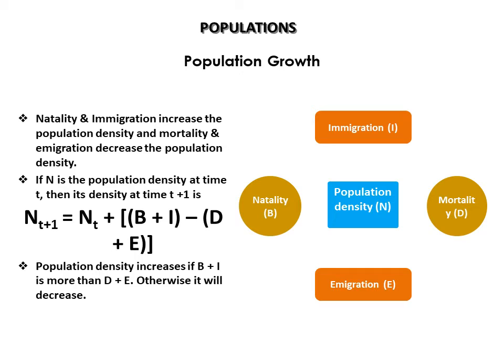Okay, so here we can keep an equation. I told you that in this particular chapter you'll have your mathematics also in figure. So you can see an equation here on your screen. If N is the population density at time t, then the density at time t plus 1 is what they have denoted. By this equation it's very clear that the population density increases if B plus I, that is birth rate and immigration, is more than D plus E. If the population density is decreasing, that means B plus I is less than D plus E.